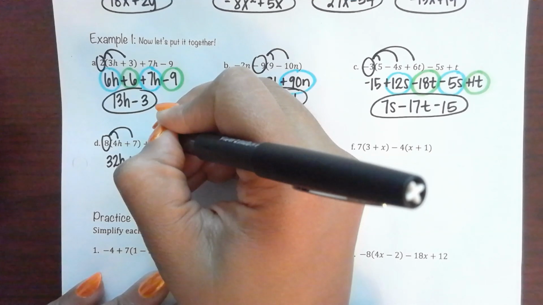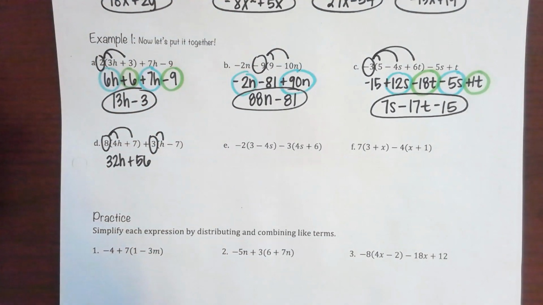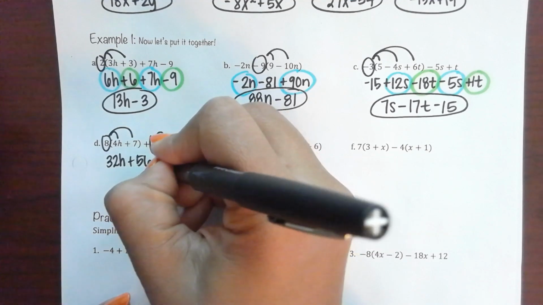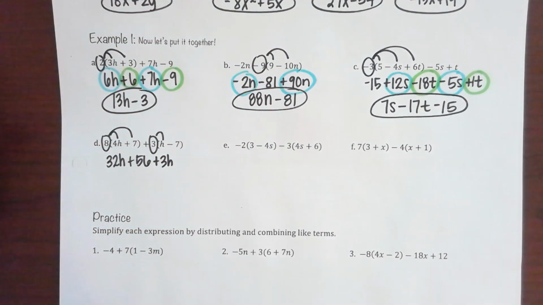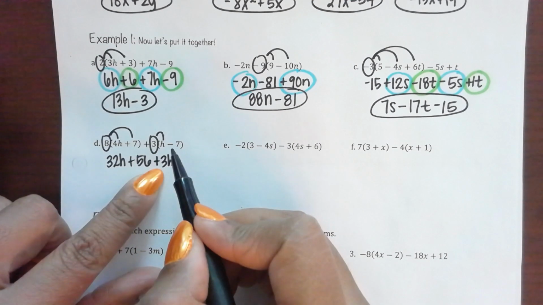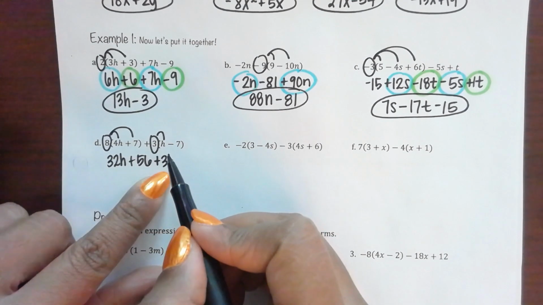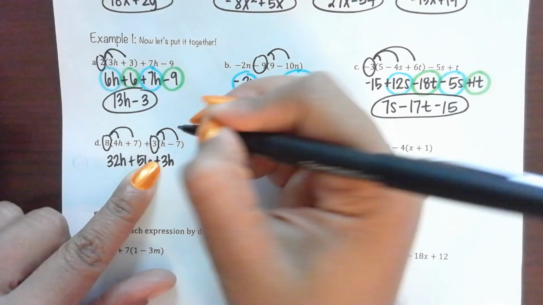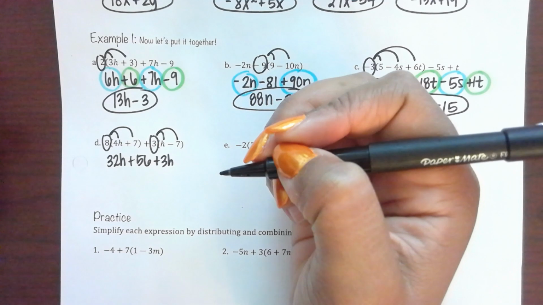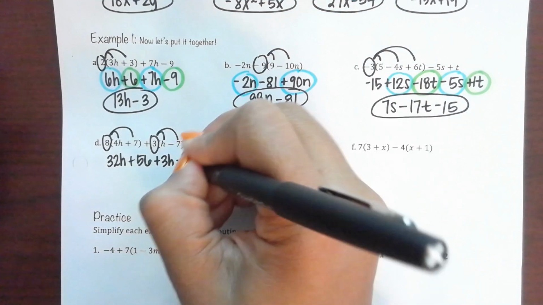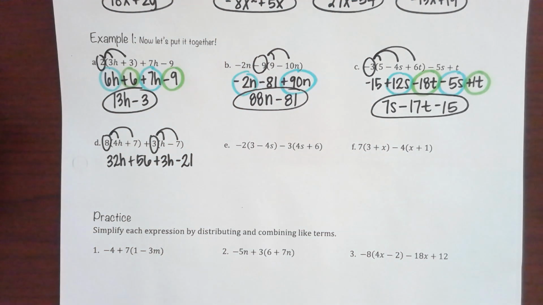So what's being multiplied first? 3 times h, which is 3h, because it's 3 times 1. There's a 1 in front of this h, so it's 3 times 1, and then the h just comes down. Does that make sense? Yes. And then what am I multiplying next? 3 times negative 7. What's 3 times negative 7? It'd be negative 21.